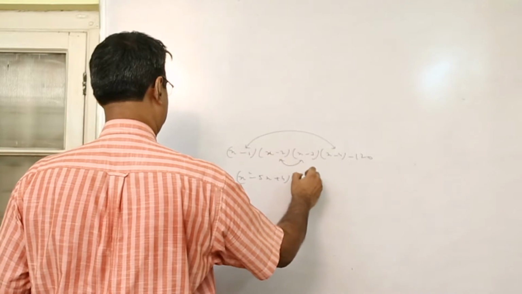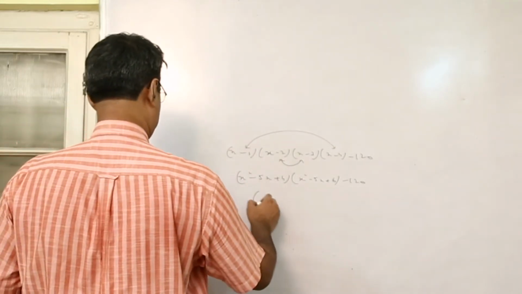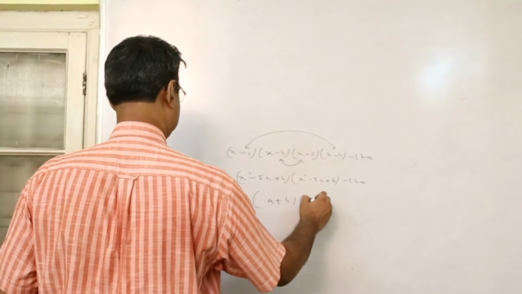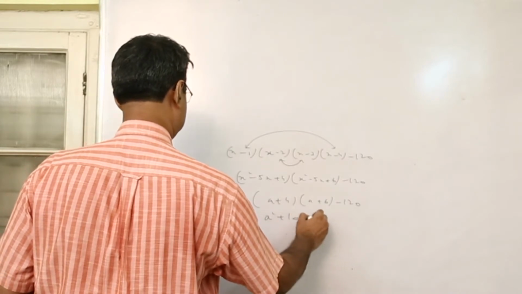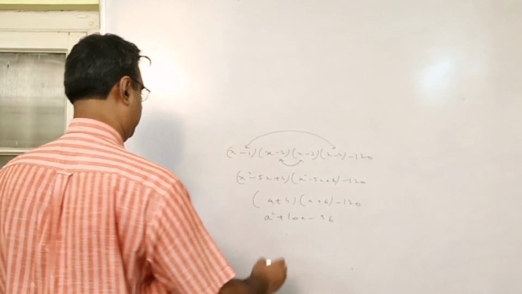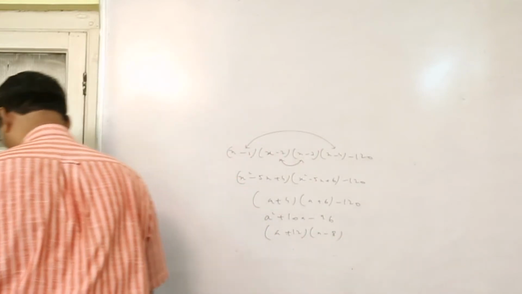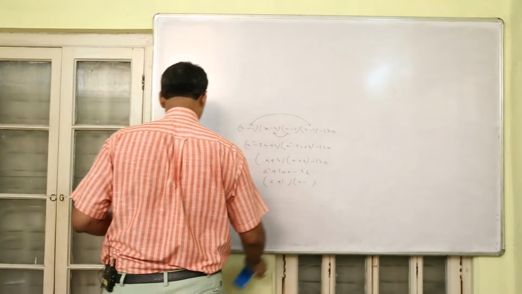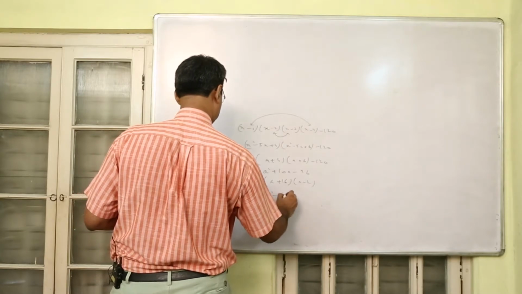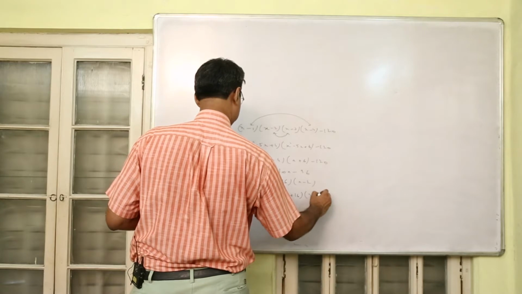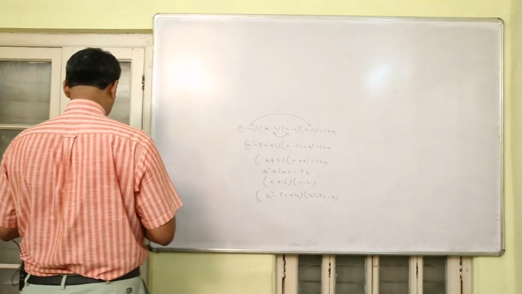So you get x square minus 5x plus 4 into x square minus 5x plus 6. Now if you take x square minus 5x as a, you get a plus 4 into a plus 6, so that's a square plus 10a minus 96, and after factorization it gives a plus 16 into a minus 2. So x square minus 5x plus 16 into x square minus 5x minus 2. So this is what we get in this particular case.